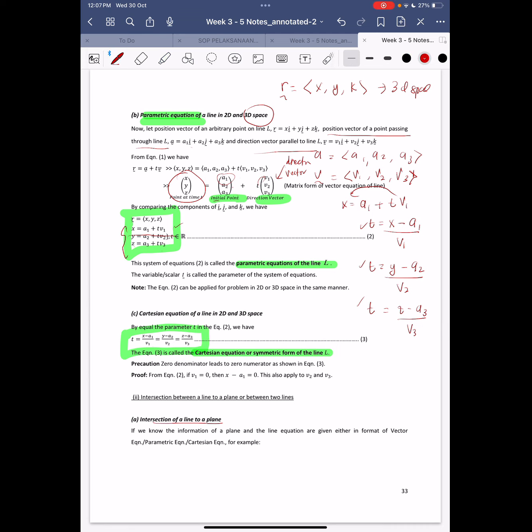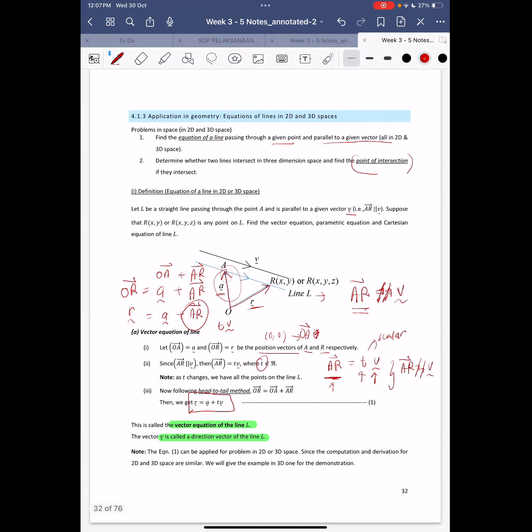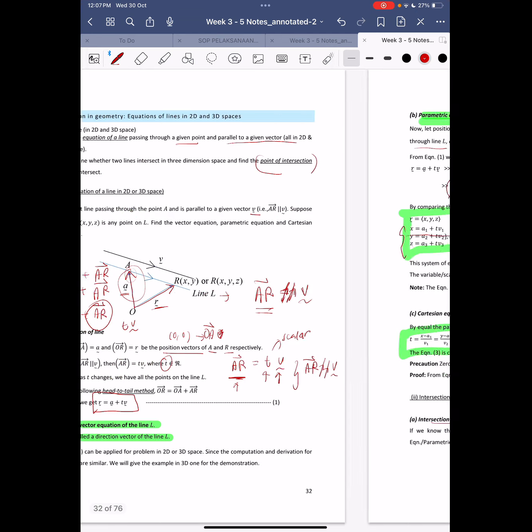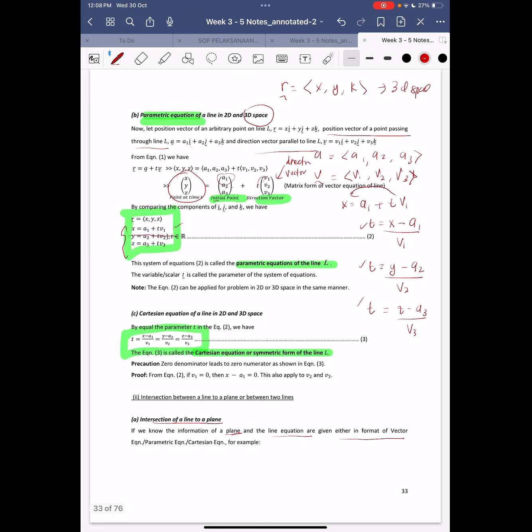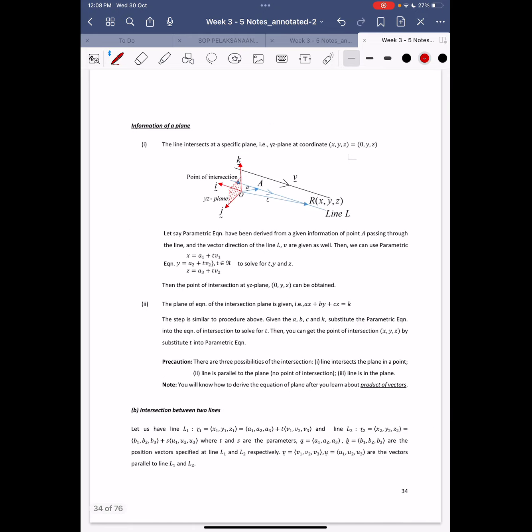If we know the information of a plane, and the line equation is given either in the format of a vector equation like this, or a parametric equation in this format, or a Cartesian equation like this, we can know more detail about the information of the plane. For example, like this, the line intersects at a specific plane. This is the plane.